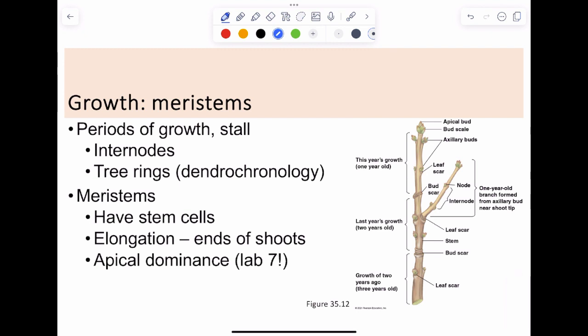How do these things grow? Really quickly. We've dealt with internodes and all that fun stuff, so we've seen that. These are not trustworthy for figuring out how old a plant is. What is trustworthy are tree rings. We can use tree rings to figure out how old a plant is. That's easy enough. You count the number of tree rings, you know the age. It has 100 rings, 100 years of growth. Got it.